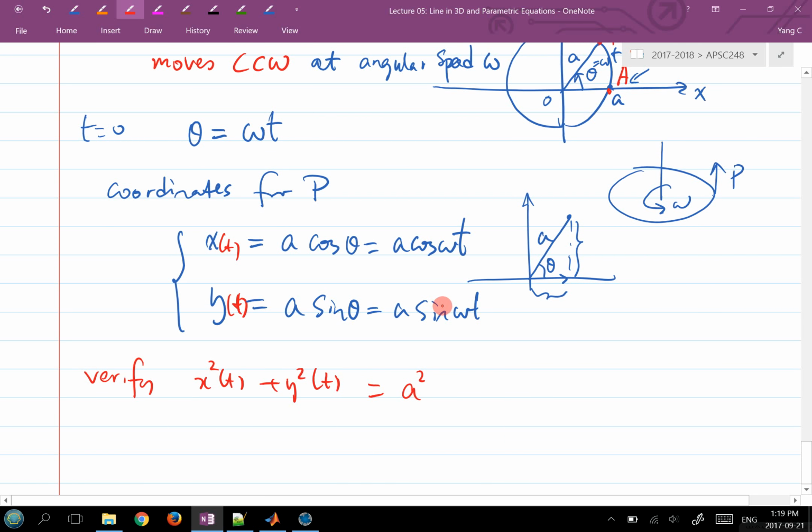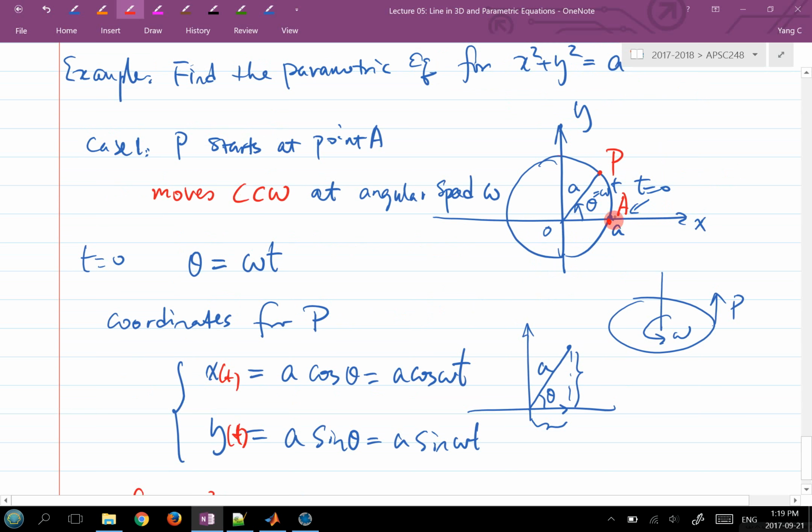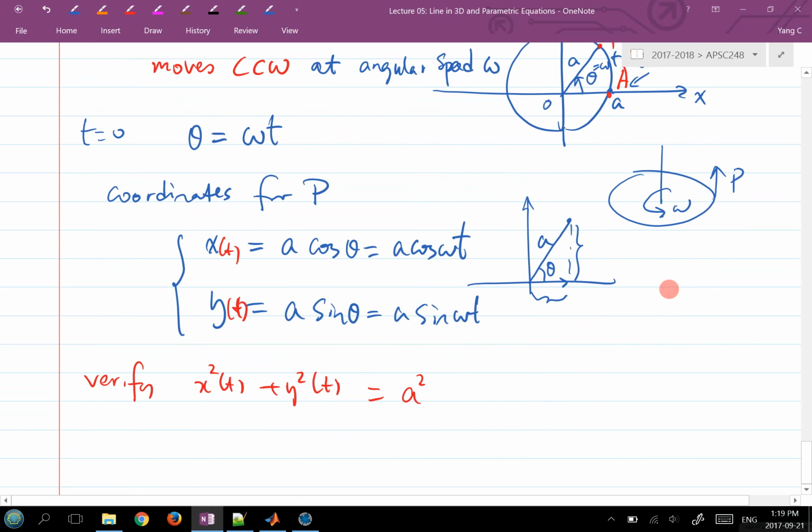But you still have to be very clear that this is a parametric equation, and it describes a certain type of motion. What type of motion? Start at the point A and moving counterclockwise with an angular speed omega. That make sense? If you substitute omega with different values, you'll get different parametric equations for the circle. So there are infinite solutions for the parametric equation for the circle, and that's so typical.